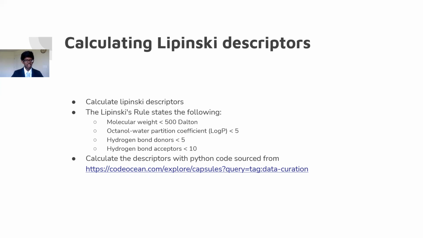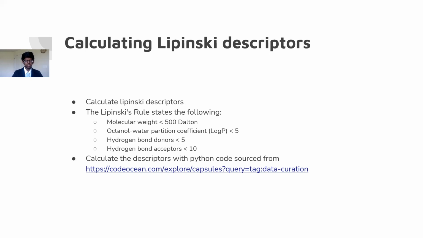So I first had to calculate Lipinski's descriptors, and the Lipinski rule states the following. Molecular weight has to be less than 500 Dalton, octanol-water partition coefficient, or log P, has to be less than 5, hydrogen bond donors has to be less than 5, and hydrogen bond acceptors has to be less than 10. If a drug violates more than one of these rules, then it will not work on humans because it'll just get diluted with water and it won't have any effect. Therefore, it needs to follow all these rules to have some sort of effect on humans.